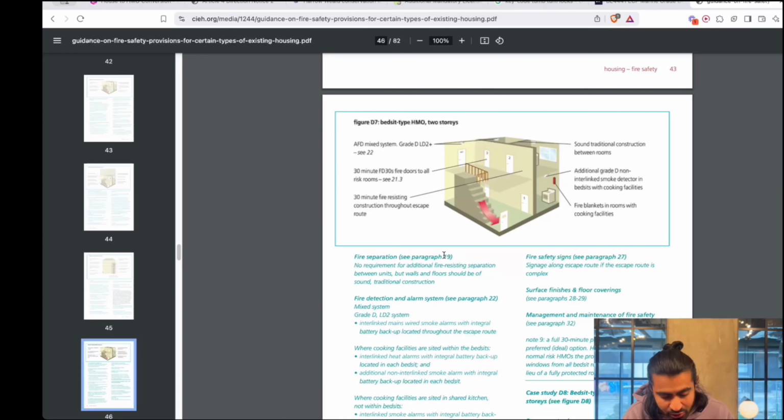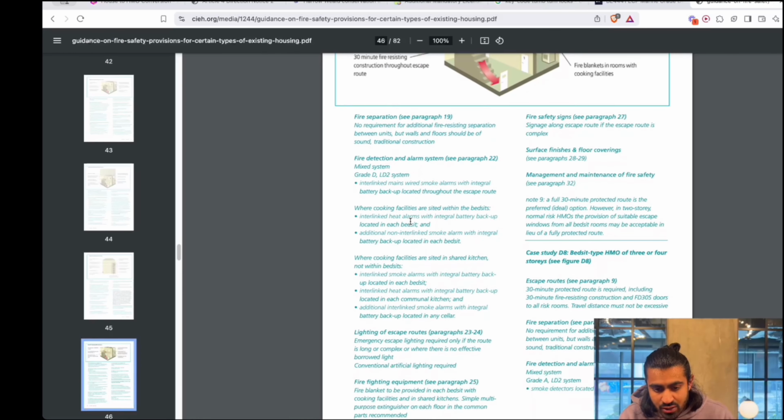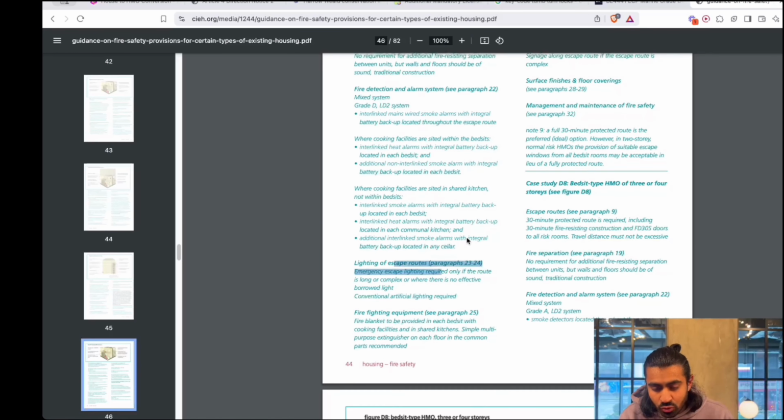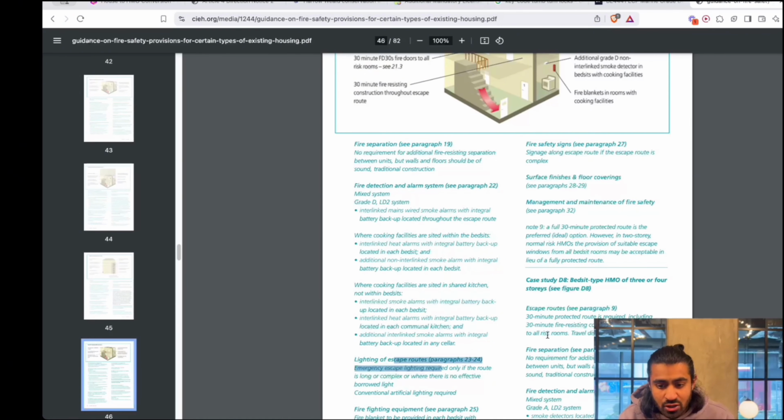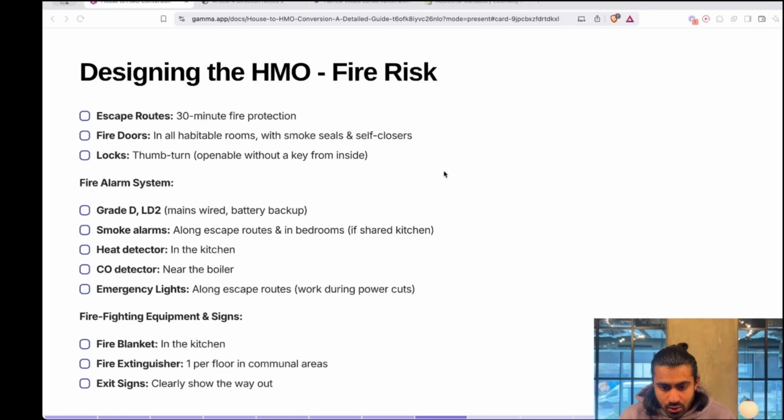If I was renting to friends, then it would be a shared house. And then essentially you've got fire separation, fire detection, escape routes, all that information is in this document. So you should definitely be using this document. Obviously outside of that, you can speak to your local council officer, licensing officer, but this document's super helpful to understand the fire regs.